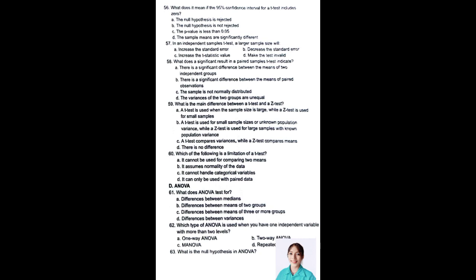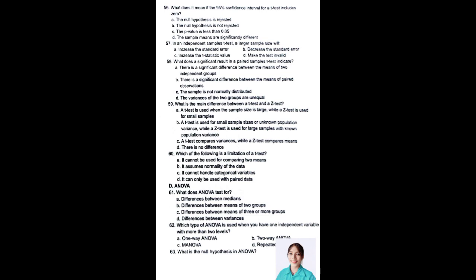Number 59. What is the main difference between a t-test and a z-test? The t-test is used for small sample sizes or unknown population variance. On the other hand, the z-test is used for large samples with known population variance. So that is the difference between a t-test and a z-test. That's option B.